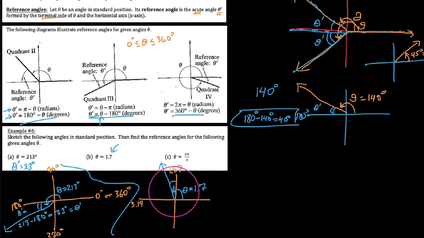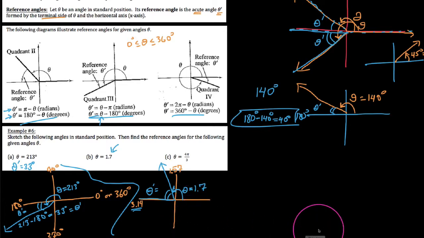I get a lot of people make that mistake. What we want is the acute angle formed between this terminal side and the x-axis. So let's get our sketch of our reference angle in here. Here's the reference angle. And reasonably, if I wanted to find this, what we could do is take this original 3.14 and subtract off the original 1.7.